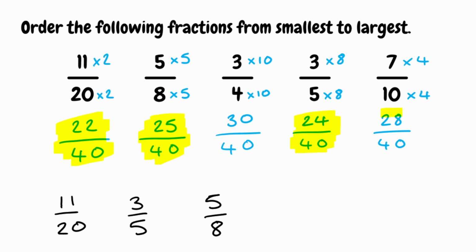The next one would be 28 over 40, with our original fraction being 7/10. And then our final fraction, our biggest fraction, would be 30 over 40, where our original fraction was 3/4. So those would be our final fractions ordered from smallest to largest.